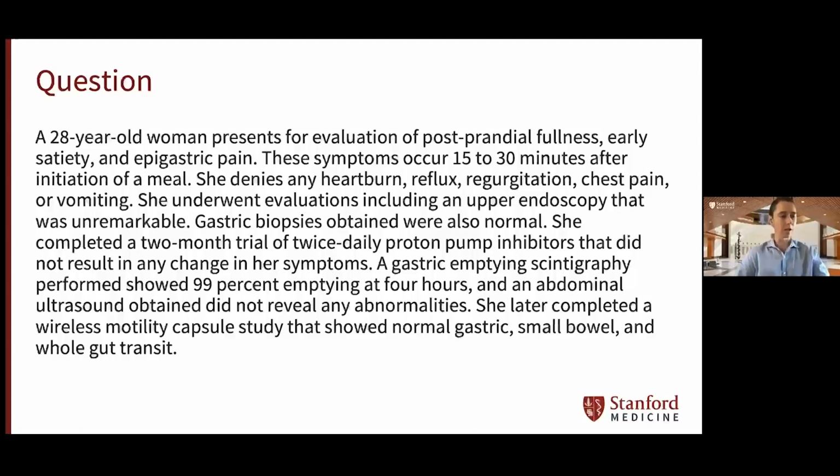And finally, a high-fat, high-fiber diet might actually exacerbate symptoms, because patients with functional dyspepsia can have visceral hypersensitivity to fats and fiber in the duodenum.